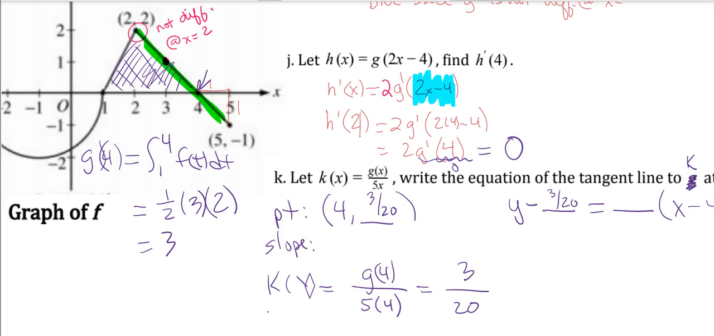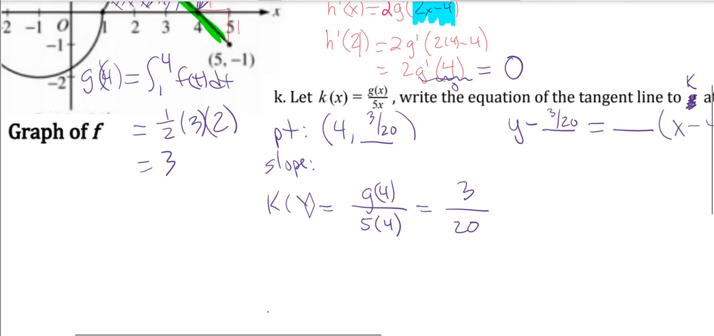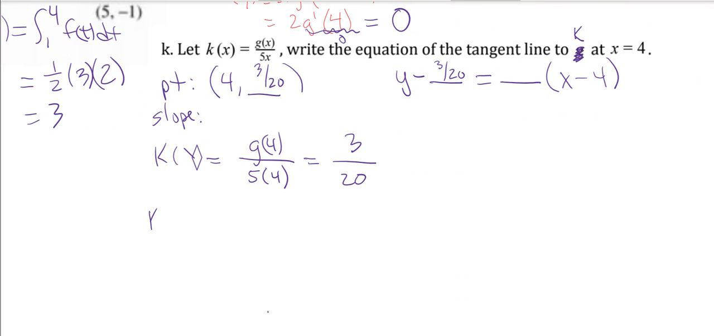So the last thing I need to do is just come up with a slope. Oh boy. Yes, let's practice our derivative rules, shall we? Because we've got g of x over 5x. So no big deal. Low d high minus high d low over low squared, or however you remember it. So we're going to go ahead and find k prime of x. So the bottom, which is 5x, times the derivative of the top, which is g prime of x. And then minus the top, g of x, times the derivative of the bottom, which is just plain old 5. And actually, I'm going to move the 5 out in the front here.